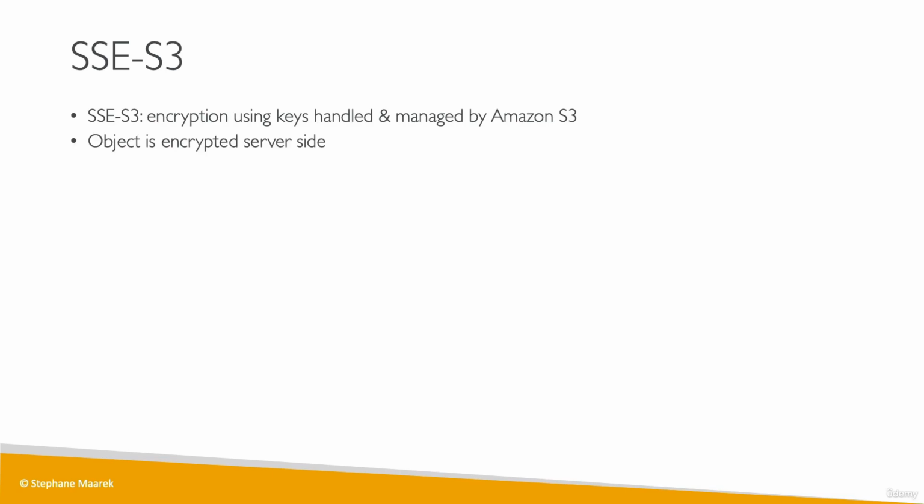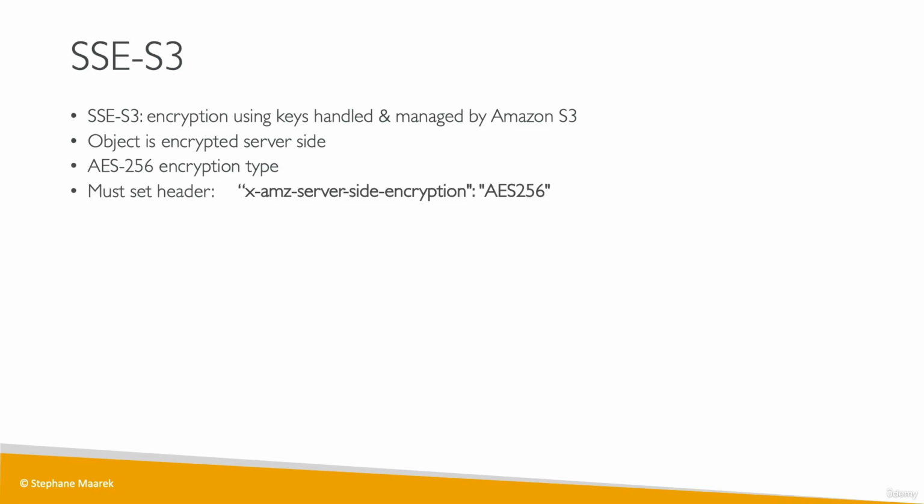So let's do a deep dive first on SSE-S3. This is an encryption where the keys used to encrypt the data are handled and managed by Amazon S3. The object is going to be encrypted server-side. SSE means server-side encryption. And the type of encryption is AES-256, which is an algorithm. So for this, to upload an object and set the SSE-S3 encryption, you must set a header called x-amz-server-side-encryption: AES256. x-amz stands for X Amazon. So X Amazon server-side encryption AES256. And this is how you remember the name of the header.